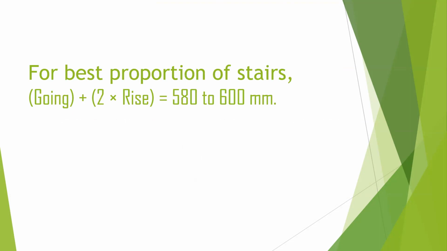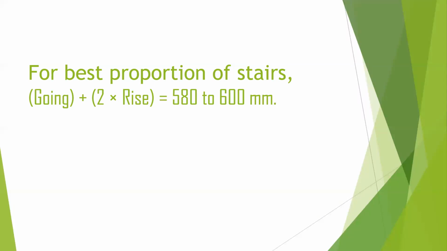Okay, so I'm just going to proceed now. For best proportions of stairs, your going plus 2 times rise should be equal to 580 to 600 mm. Don't say that because I have said going plus 2 times rise must equal 580 to 600 mm for best proportion, you can just make your going 100 mm and your rise 250 mm, so that 100 plus 2 times 250 gives you 600.